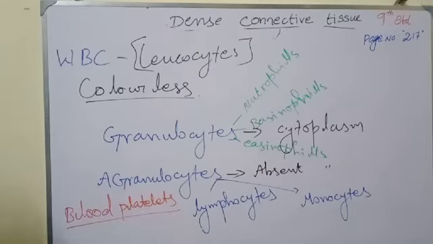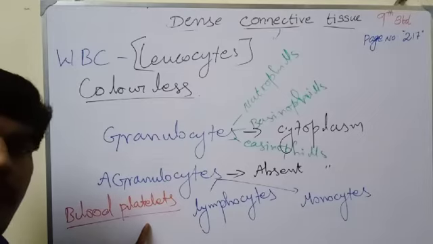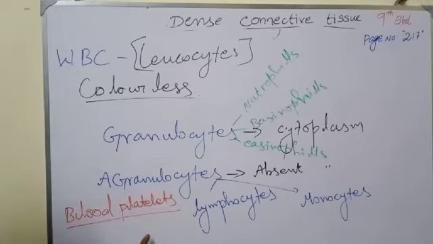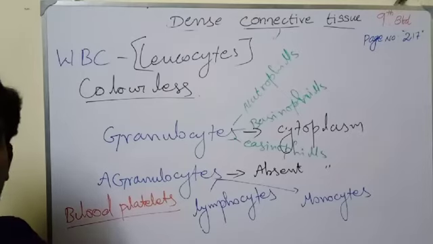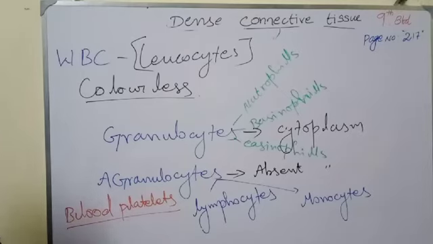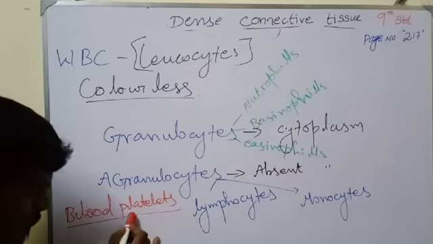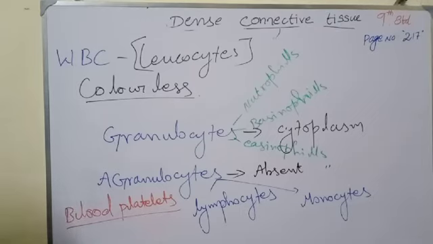Blood platelets are minute anucleated fragments of giant bone marrow cells called megakaryocytes. These are present in the bone marrow. Bone marrow means what? The inner part of the bone. They are called megakaryocytes. They play an important role in the blood clotting mechanism. The main responsibility of blood platelets is blood clotting.